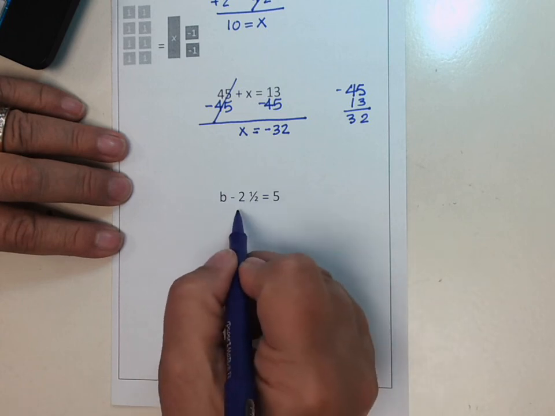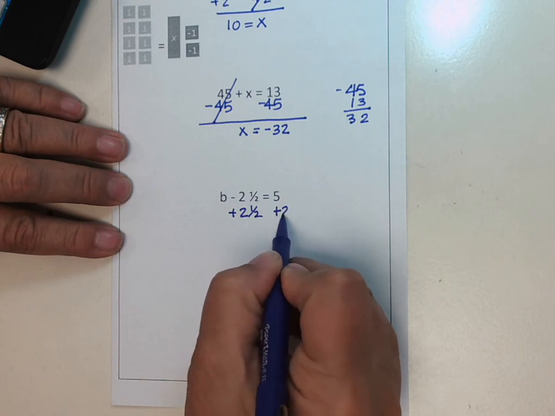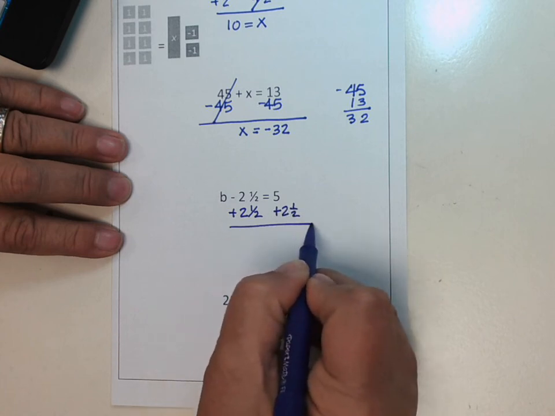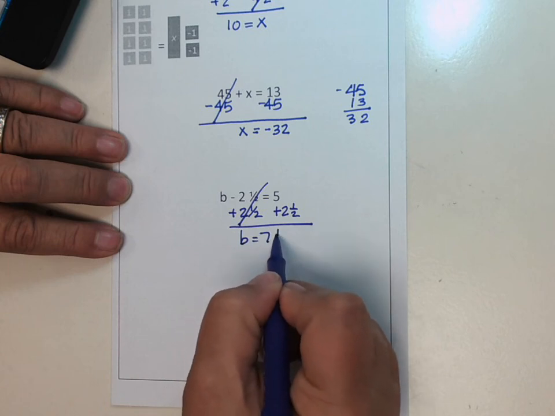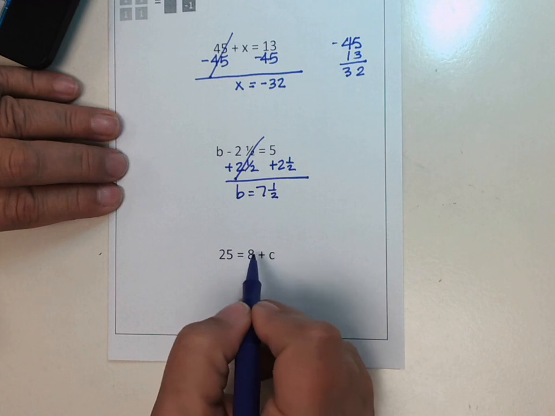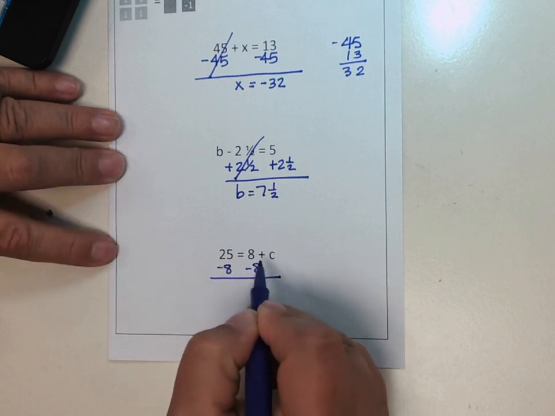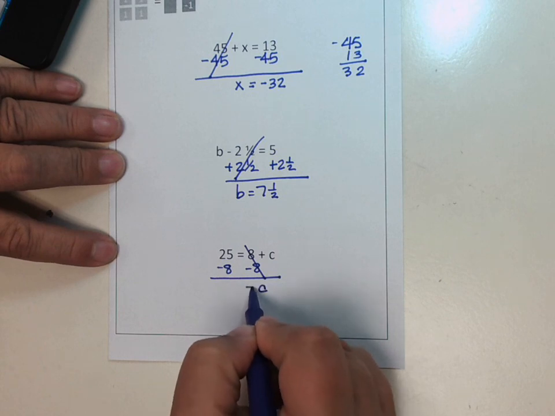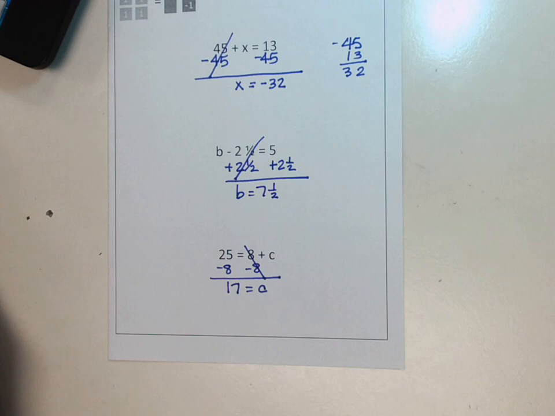All right. So b minus 2.5. So this works with fractions. We just add 2.5 to both sides. And those cross out. b equals 7.5. And the last one, we want to get rid of the 8, so we're going to subtract it. C equals 17. Okay, if you have any questions, ask your teacher.